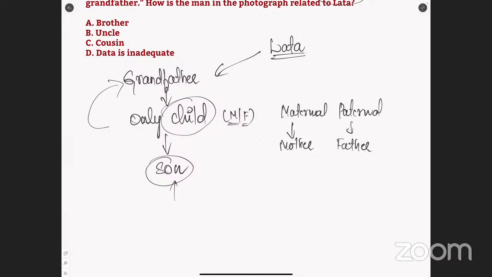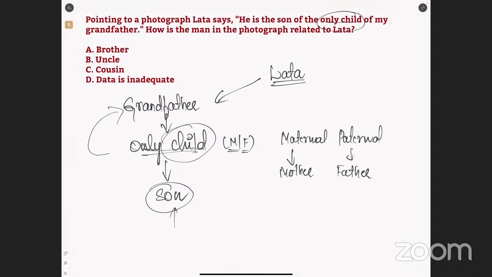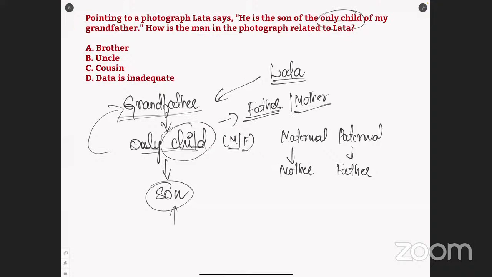This only child, since we do not know the gender, could be either Lata's father or Lata's mother, because it cannot be anyone else. It cannot be Lata's aunt, because if Lata's grandfather has only one child, and that child is Lata's aunt, it doesn't make any sense at all, because then that person cannot be Lata's grandfather. So it has to be obviously either Lata's father or Lata's mother.